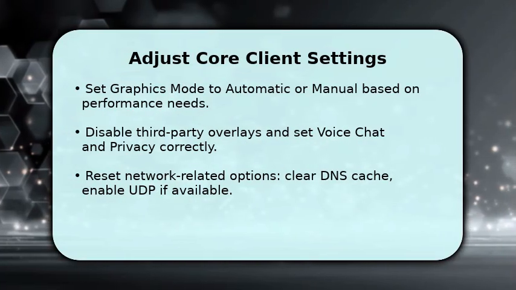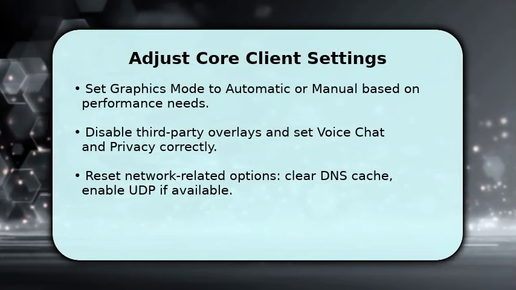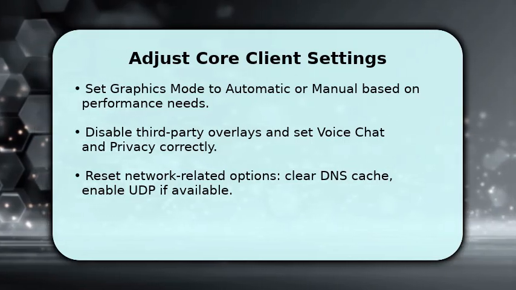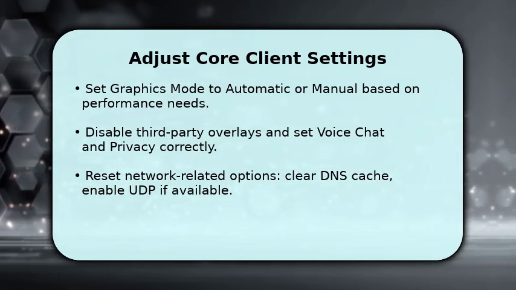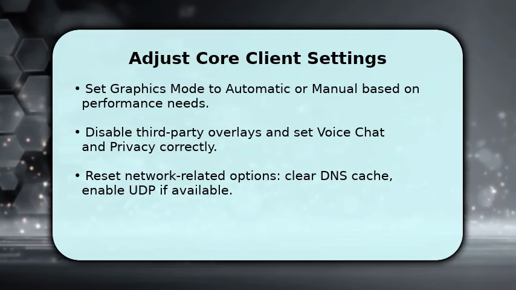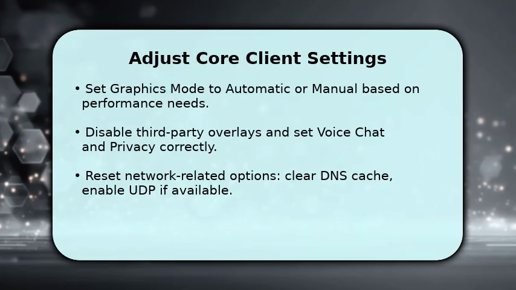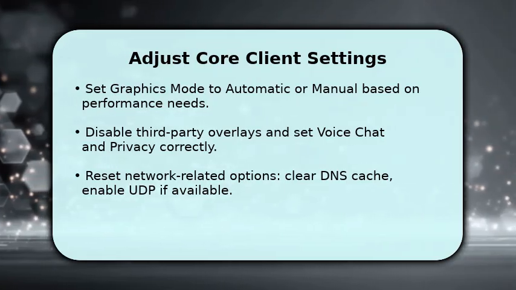You'll now change the core settings that usually cause problems. In Settings, set graphics mode to automatic for most systems, or manual if you need specific frame rate or texture control. This fixes rendering stutters. Make sure voice chat and privacy match your account level so features aren't blocked.